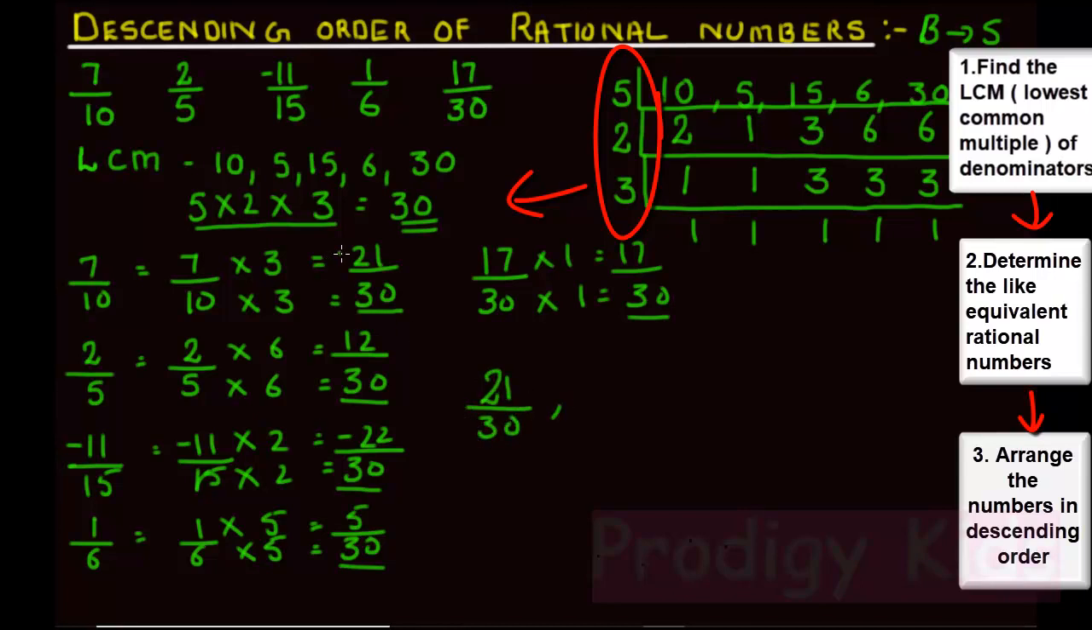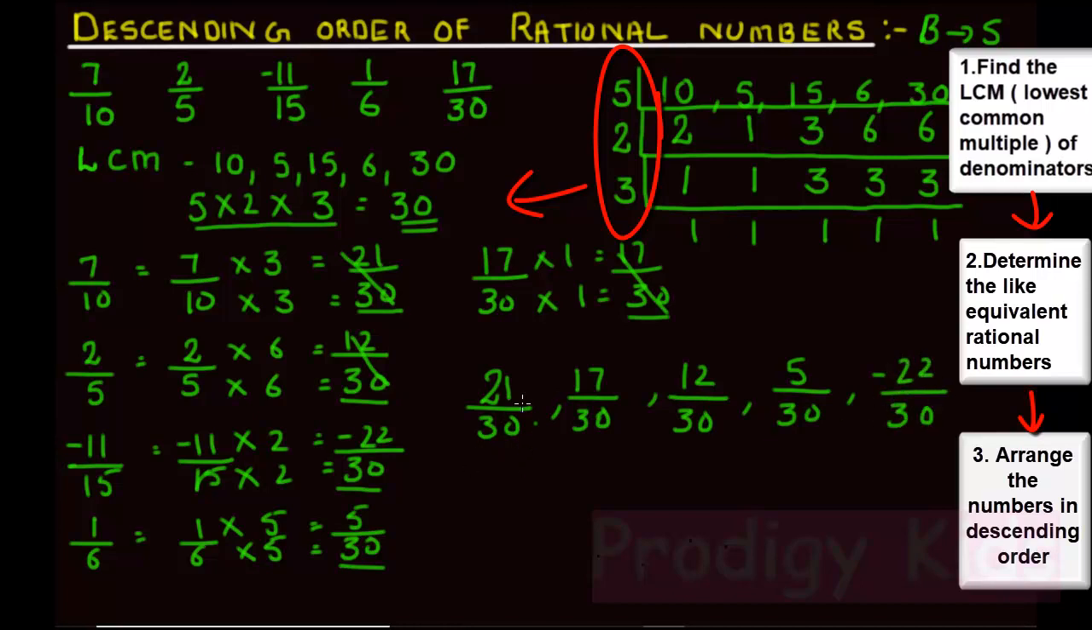And then what comes after 21 by 30? You get 17 by 30. Wonderful. I'll just strike it off to make things easier. Then we have 12 by 30. Then we have 5 by 30. And finally, as we all know, the negative one is always the smallest. That is negative 22 by 30.